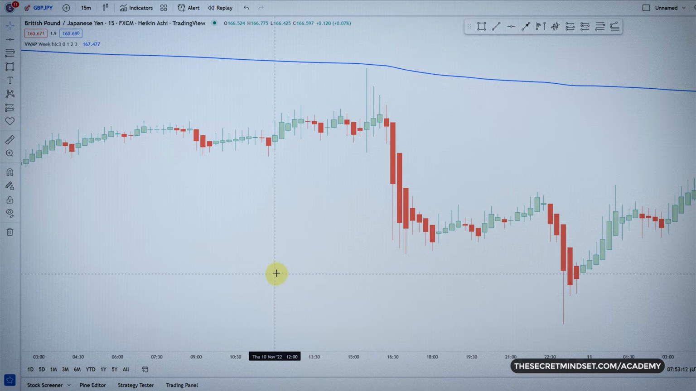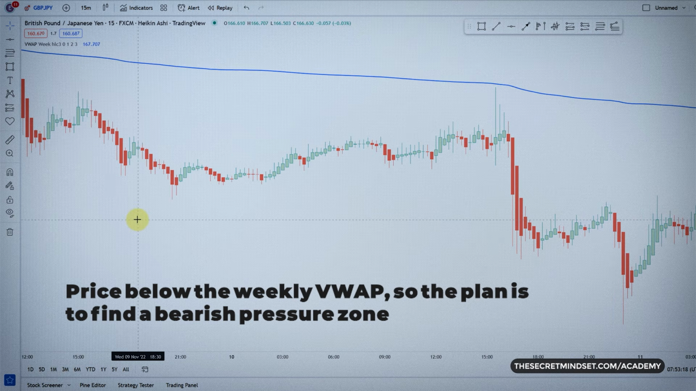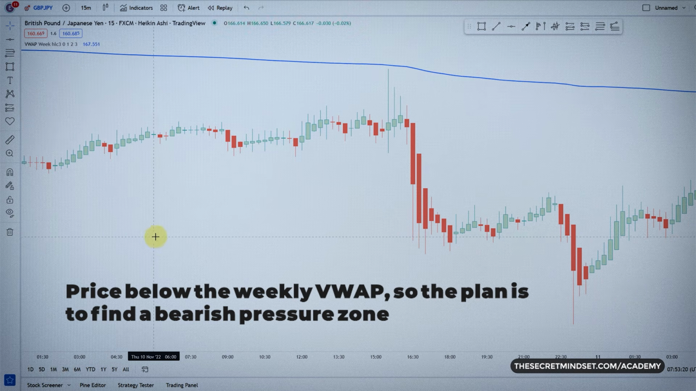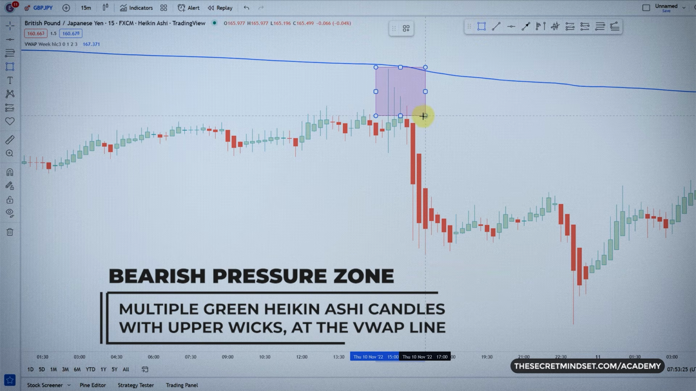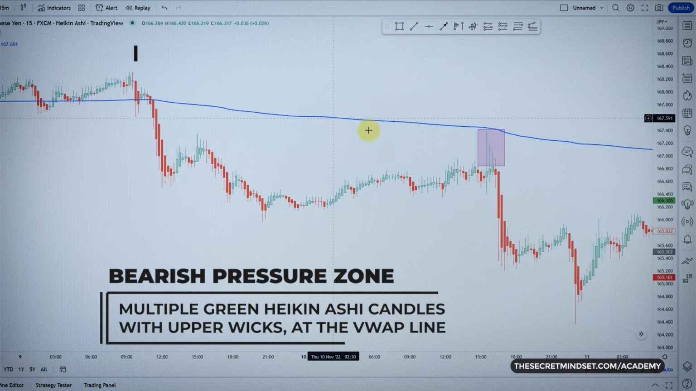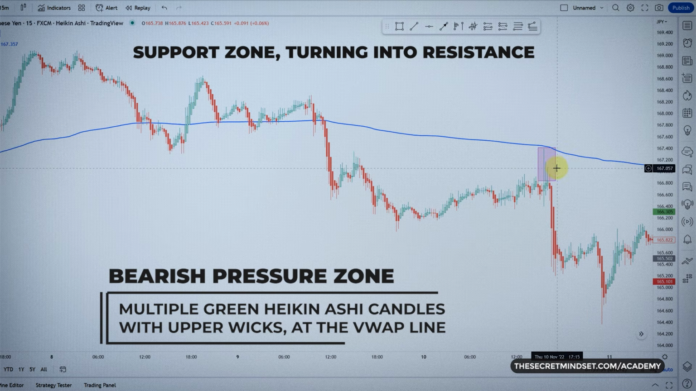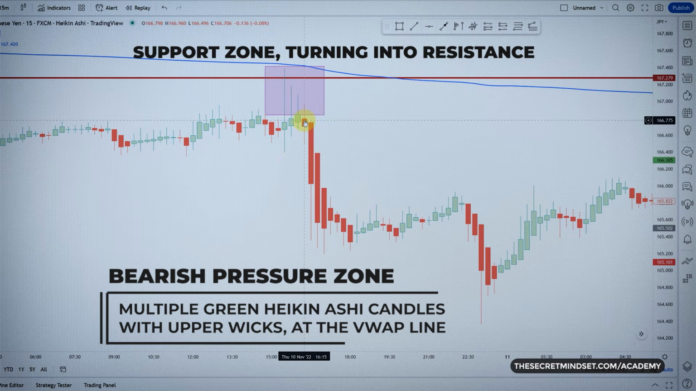We trade pound dollar on the 15-minute time frame. Price is below the weekly VWAP, so the plan is to short the currency pair at the bearish pressure zone, which is right here, a triple wick zone right below the VWAP line. This area is an important one because I also see a support zone turning into resistance. Multiple layers of confluence around the same area, so we found our value zone.